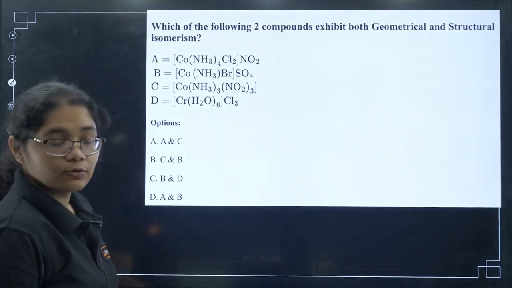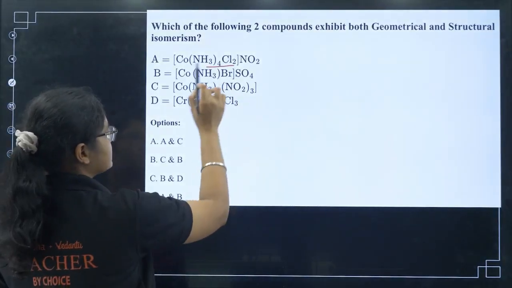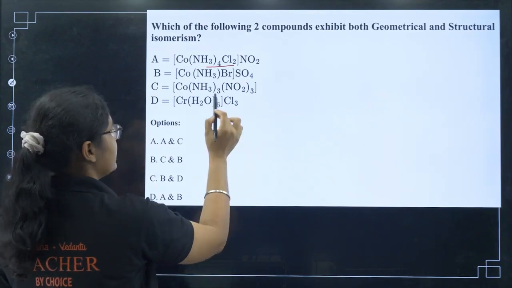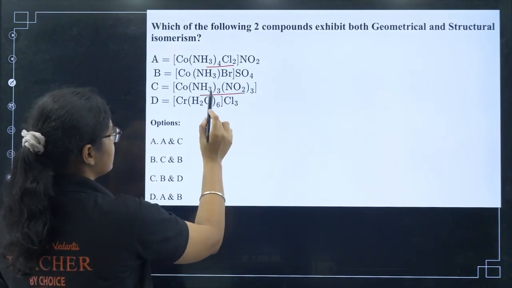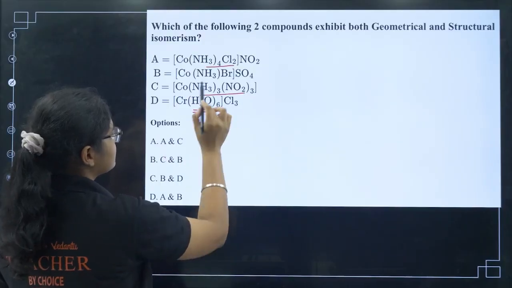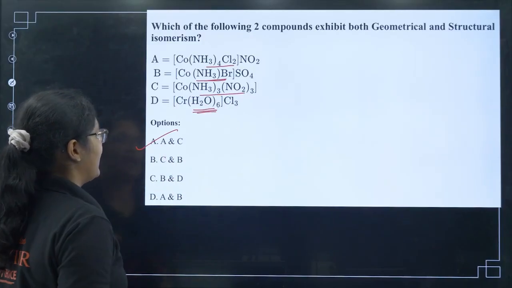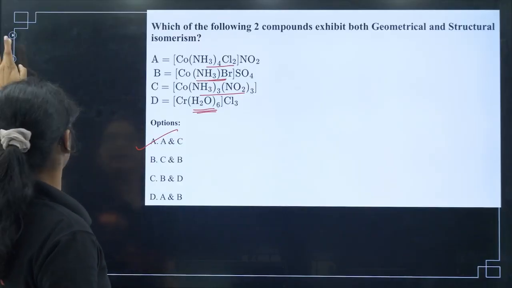Next, which can exhibit both geometrical and structural isomerism. So here I can have structural isomerism as well as geometrical isomerism, right? Here also I can have facial and meridional. Here I cannot have geometrical isomerism, and here also I cannot have geometrical isomerism. So A and C, that is option number A.